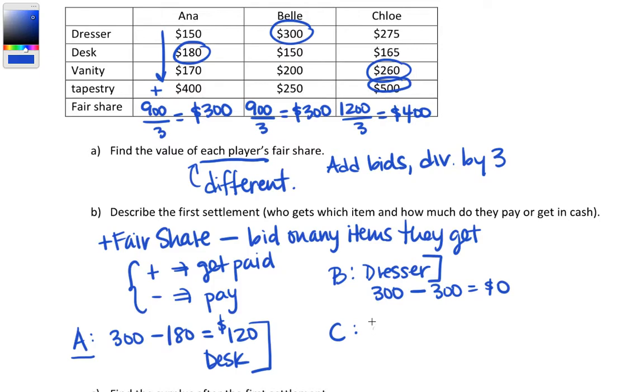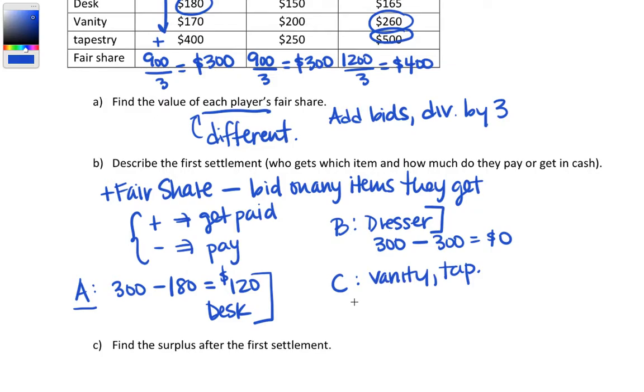And Chloe, well, she got 2 items, the vanity and the tapestry, and we are going to assume she gets her fair share, but then we subtract off what she pays for those 2 items. So she paid 260 and she paid 500, and that comes out to a negative 360. So she gets the vanity, the tapestry, and she pays 360. So that's our initial settlement.